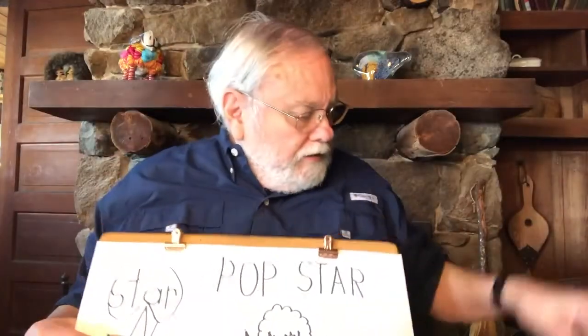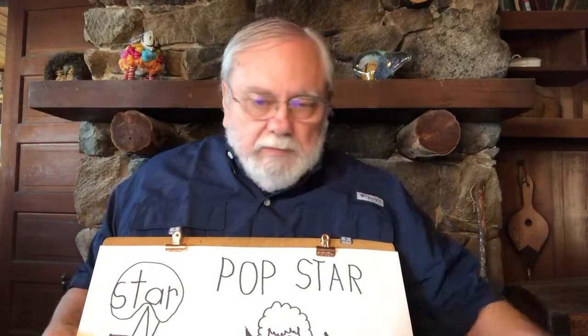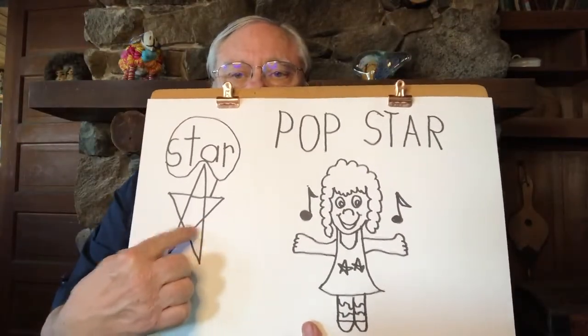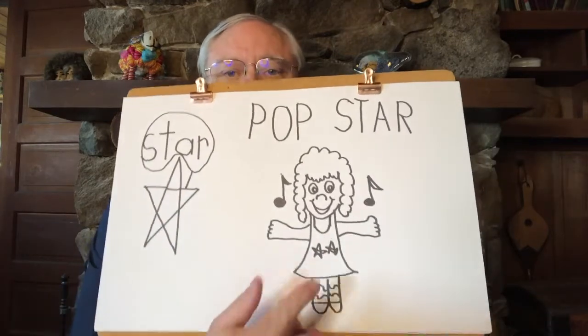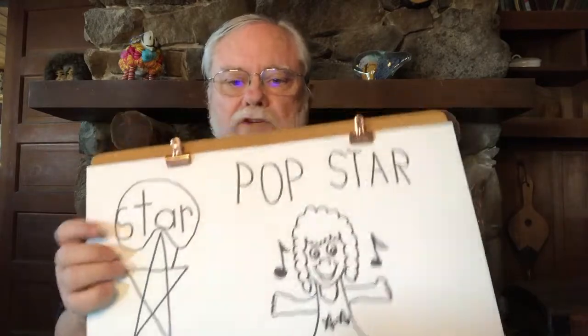In our last lesson, we took the sound that we had learned from Arnie Aardvark and his AR letters, and we put them into a word to draw two different kinds of stars. So here we have one kind of star, and then here we have a pop star over here singing, and she has stars on her dress.